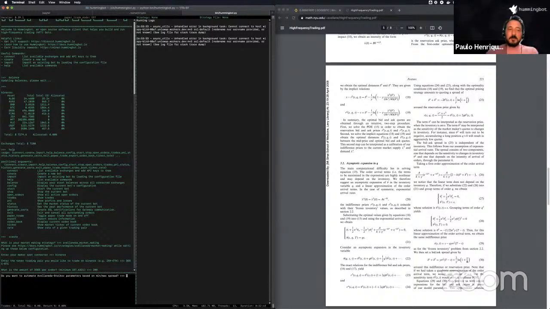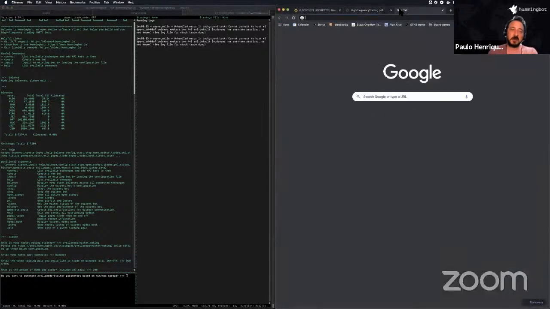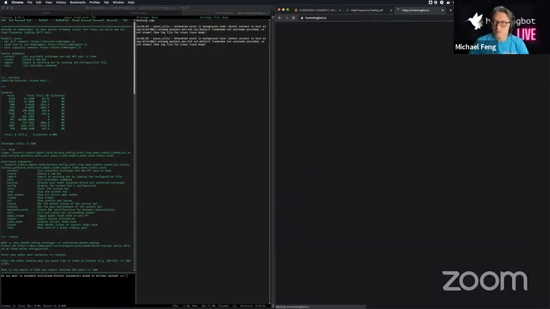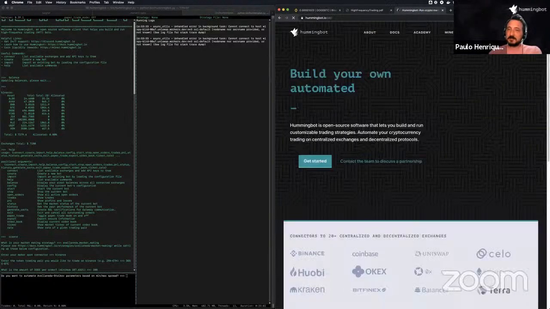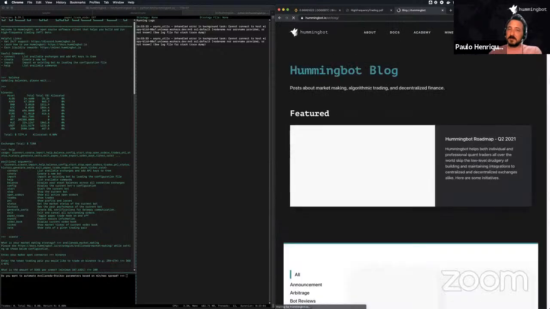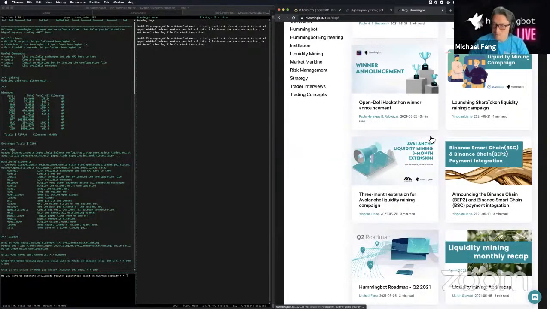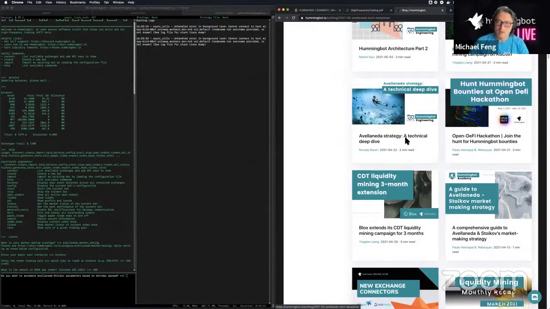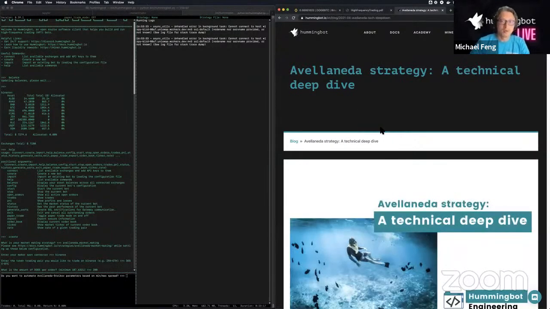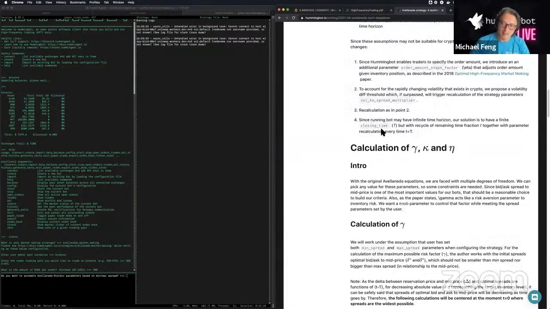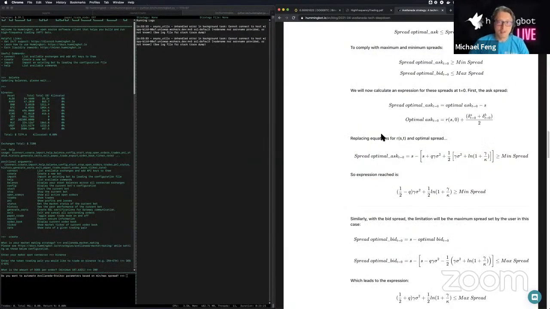Yeah, if you like math, you can go to our blog on our site. We have detailed how we get to these automated parameters there. Oh yes, that's right. So I'll show that to everyone as well. On the blog here, I think we wrote this post a few months ago, a technical deep dive. It really explains the math behind the Avellaneda strategy, and how we calculate some of the constants and parameters.